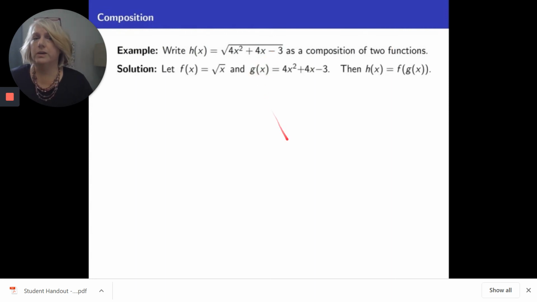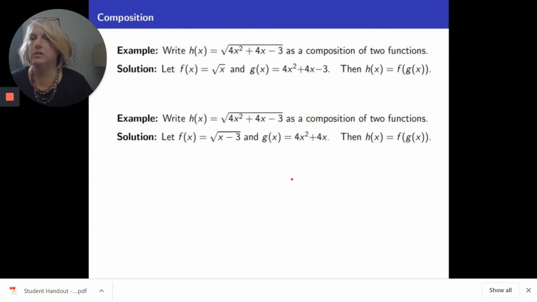Now, there's a couple different ways to do it. There's not any one way to do it. The easiest way is to have an outside function, square roots, and an inside function, the quadratic, and just split them that way. And the inside function becomes g, the outside function becomes f. And that's how we get our f of g of x.